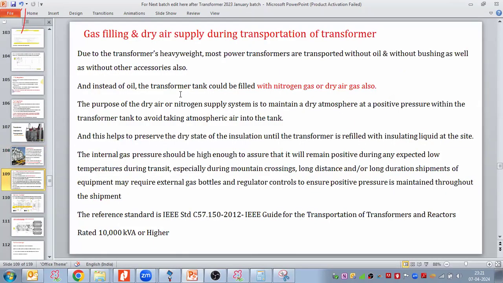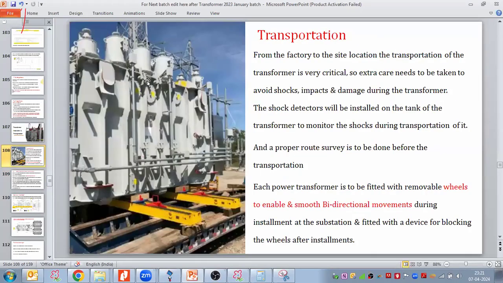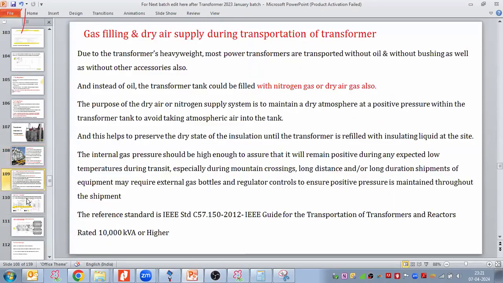So during the transportation, due to the transformer's heavy weight, most power transformers are transported without oil and without bushings, and without other accessories also. Without any accessories, it is transported. All bushings, each and everything, we have removed from the transformer during the transportation. And instead of the oil, the transformer tank could be filled with nitrogen gas or dry air gas.